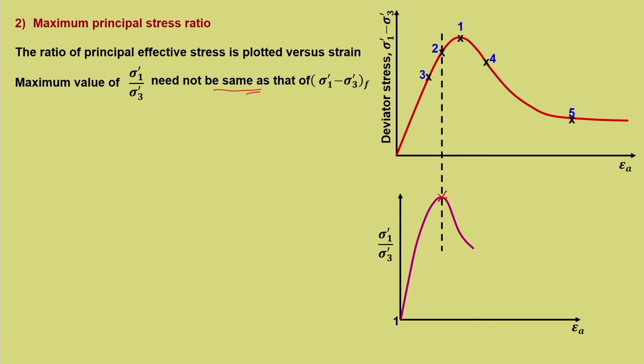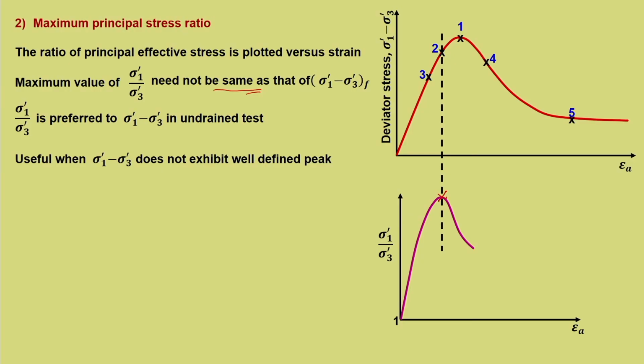So this is what it is. Here the peak happens to be at this particular point, corresponding to point 2, and it is different from that of point 1. Now, this is preferred to sigma 1 dash minus sigma 3 dash in an undrained test. If you have noted, deviatoric stress sigma 1 minus sigma 3 is equal to sigma 1 dash minus sigma 3 dash. So it is not going to make much difference even if you measure in terms of pore pressure in undrained testing. But sigma 1 dash and sigma 3 dash will be exclusively different. So that is the reason why sigma 1 dash by sigma 3 dash will be more reliable in the case of undrained testing. It is also useful when the deviatoric stress does not exhibit a well-defined peak.